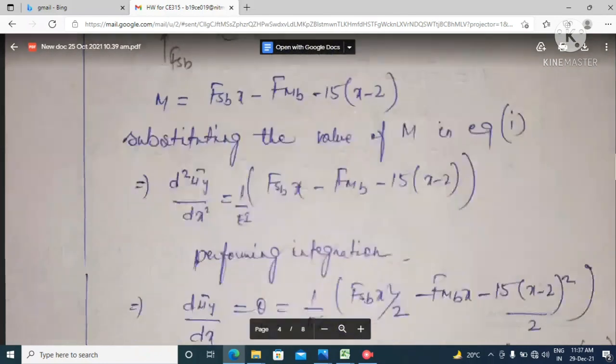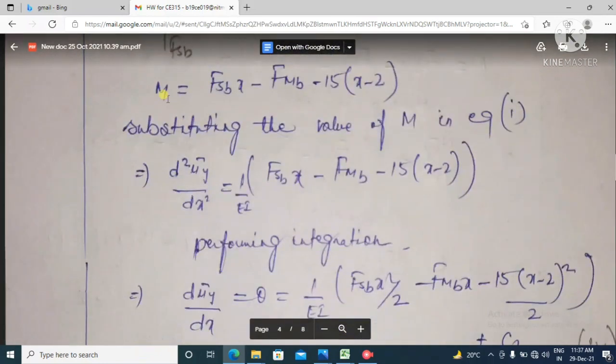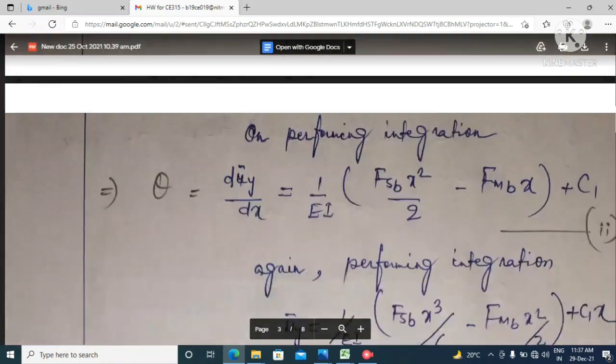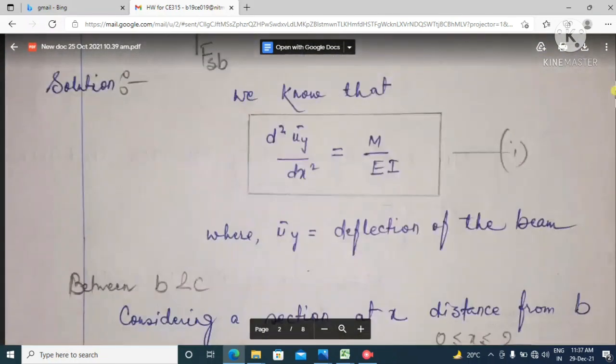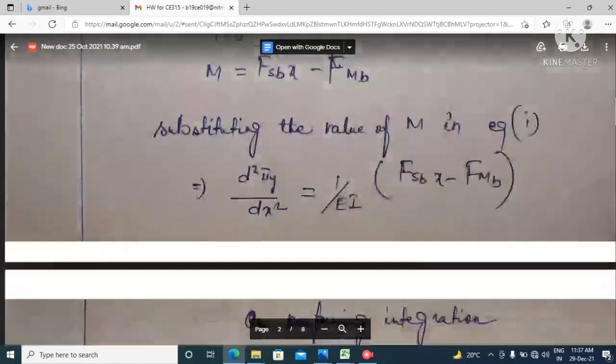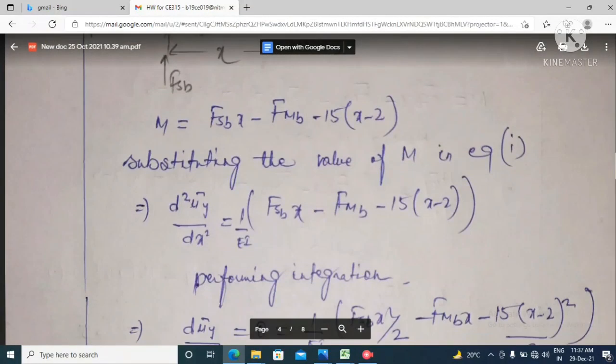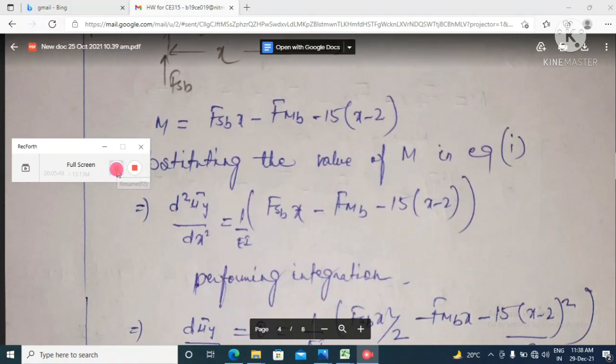Again we will substitute this M value in equation 1 only. In place of M, whatever new M we have now, we will substitute that. So on substituting we will have d2Uy by dx square.